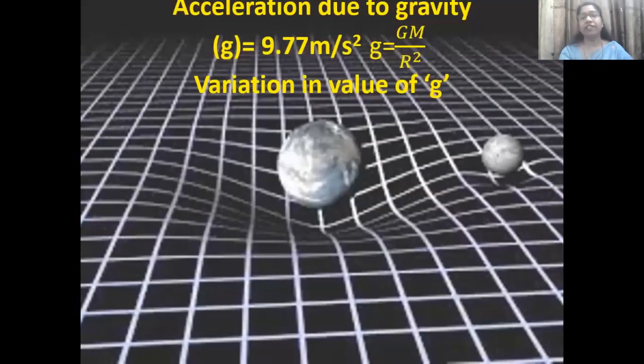Acceleration due to gravity is the next concept. Here, the value of g is noticed as 9.77 meters per second square, and its formula is g is equal to GM upon R square, where G is the gravitational constant, M is the mass of the Earth, and R is the radius of the Earth. What is the value of g on the Earth? Is it going to be the same? No, it isn't. So let's see how it varies.